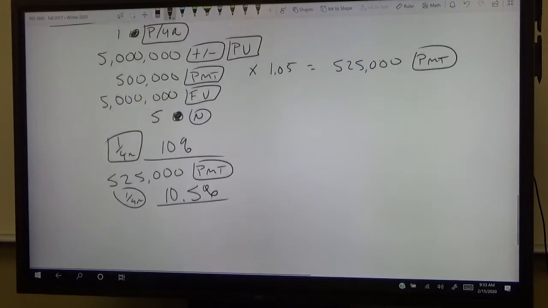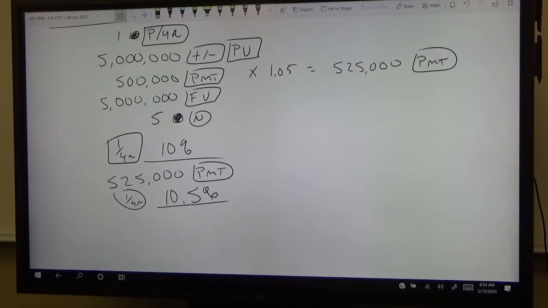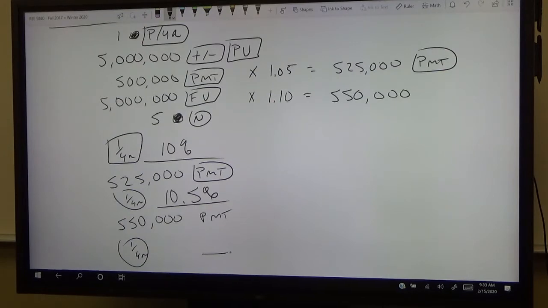Now, just for fun, this won't take any additional time. Let's say we take that 500,000 and multiply it by a 10% increase. That would be 550,000, yes? And we put that in as the payment. It brings it up to 11. Yep, brings it up to 11. Okay, make sense?